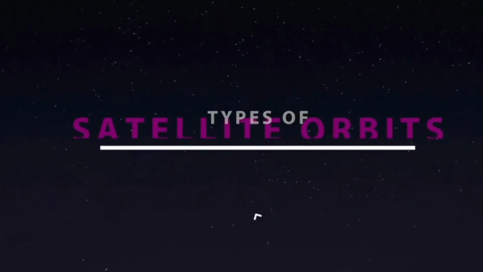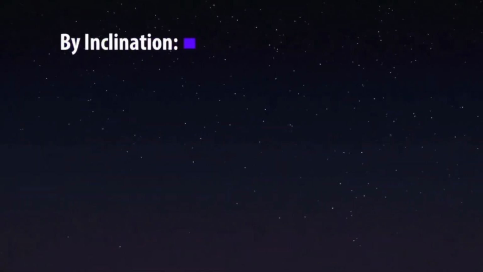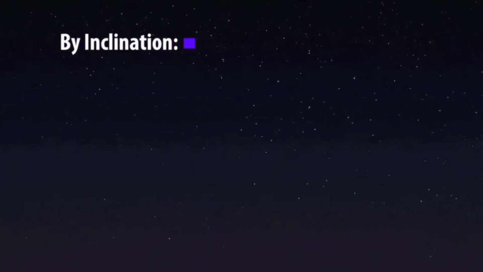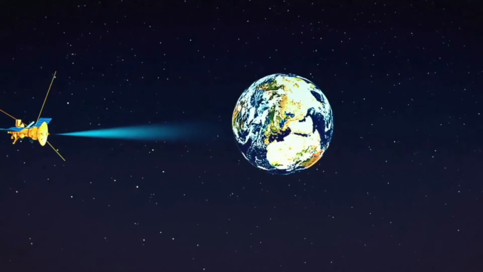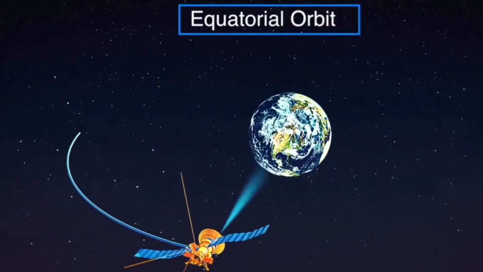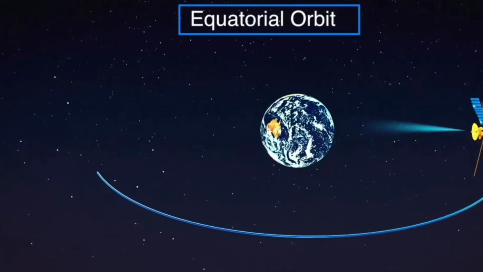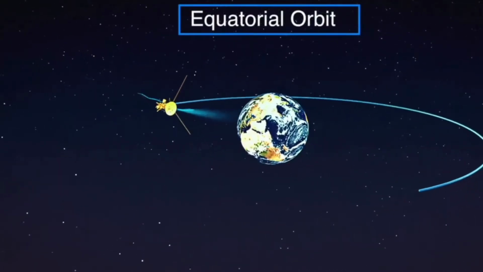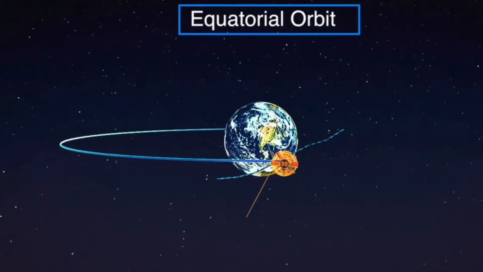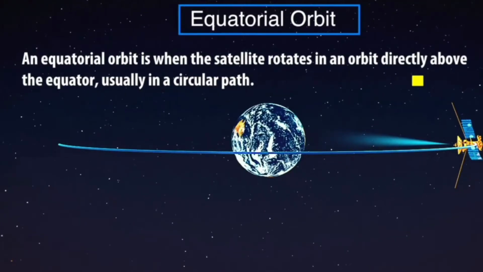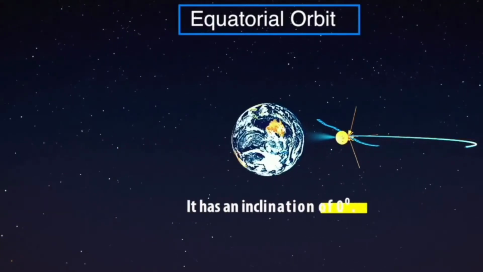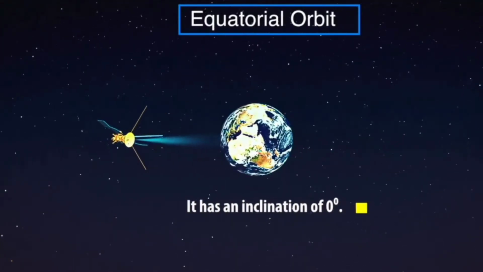Types of satellite orbits: by inclination. Equatorial orbit, inclined orbit, polar orbit. Equatorial orbit. In the equatorial orbit, the satellite rotates in an orbit directly above the equator in a circular path. The satellite moves in a circular path and has an inclination of 0 degrees.